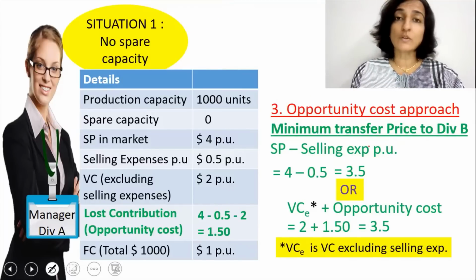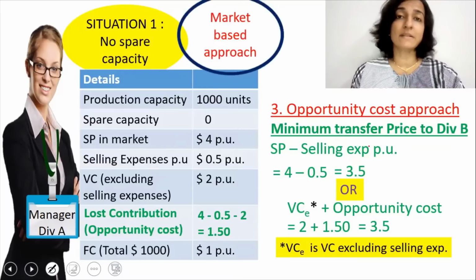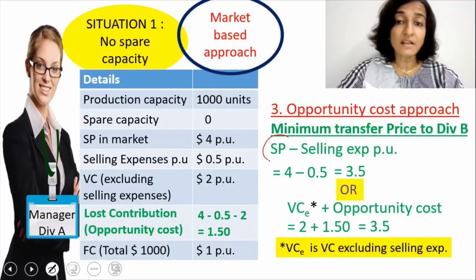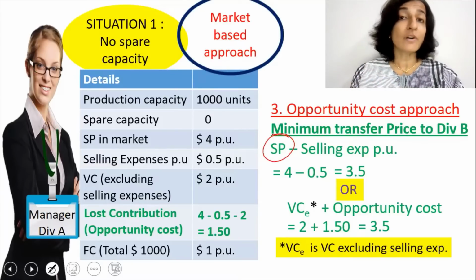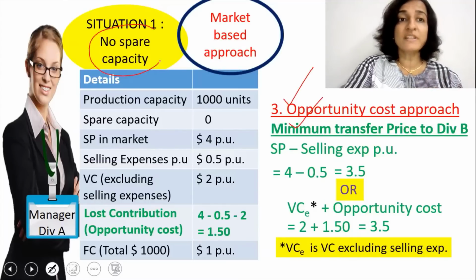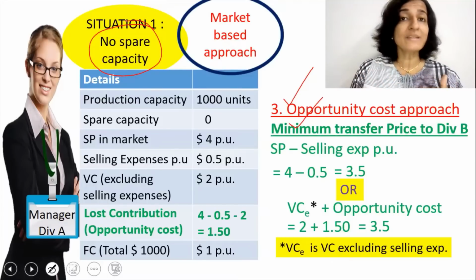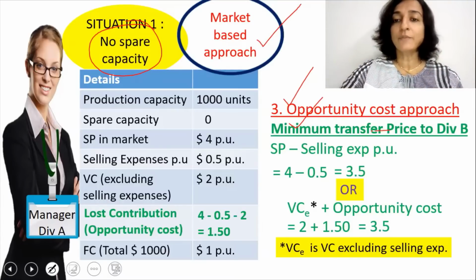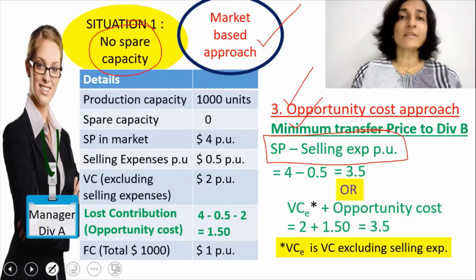Now, this method is also known as the market-based approach, simply because they are considering the selling price for arriving at the minimum transfer price. So you adopt the very same method if the question asks to calculate the minimum transfer price according to the opportunity cost approach, and you notice that there is no spare capacity, or the question asks you to calculate the minimum transfer price according to the market-based approach. For both these, you have to apply the formula selling price minus selling expenses per unit.